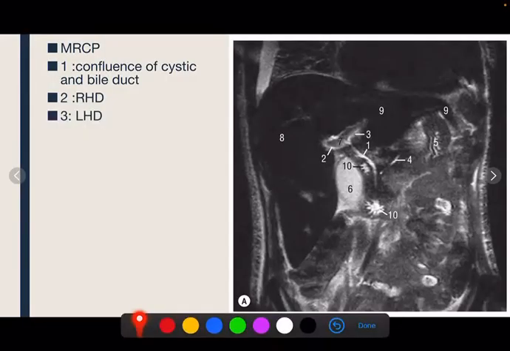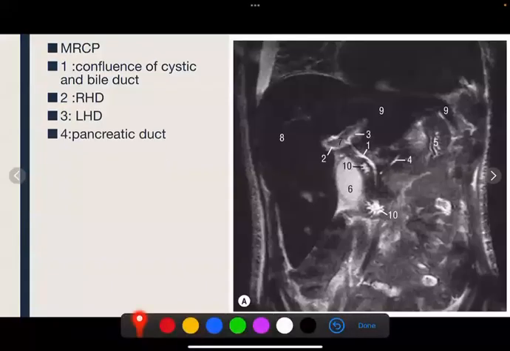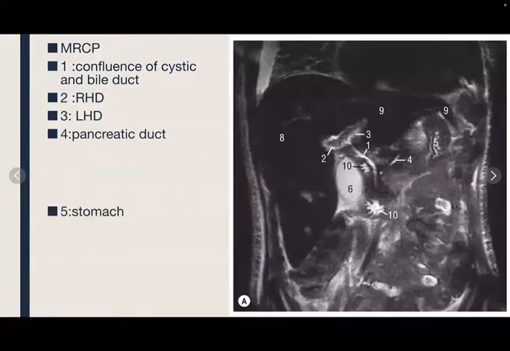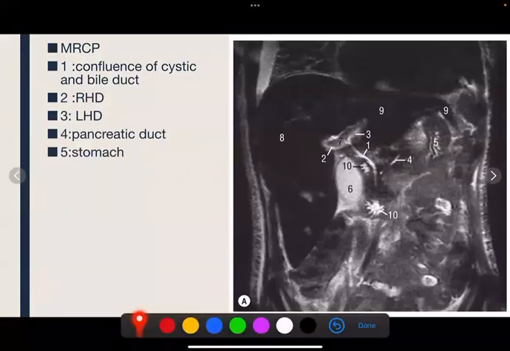Yes sir. Number 4 is the pancreatic duct. This is the pancreatic duct. Number 5, this is the stomach. Excellent. Number 6, gallbladder. This is the gallbladder. Okay.